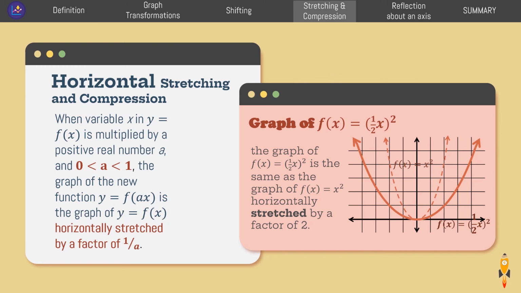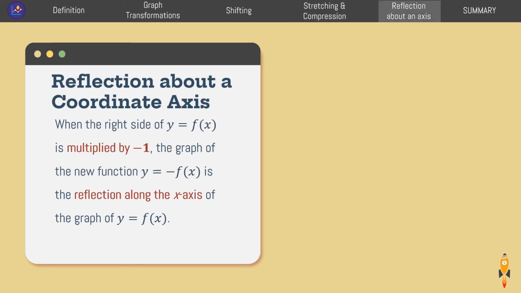Solution: in f of x equals 1/2 x squared, variable x in f of x equals x squared is multiplied by positive real number 1/2, and 1/2 is between 0 and 1. Therefore, the graph of f of x equals 1/2 x squared is the same as the graph of f of x equals x squared, horizontally stretched by a factor of 2, since 1 divided by 1/2 is equal to 2. Reflection about a coordinate axis.